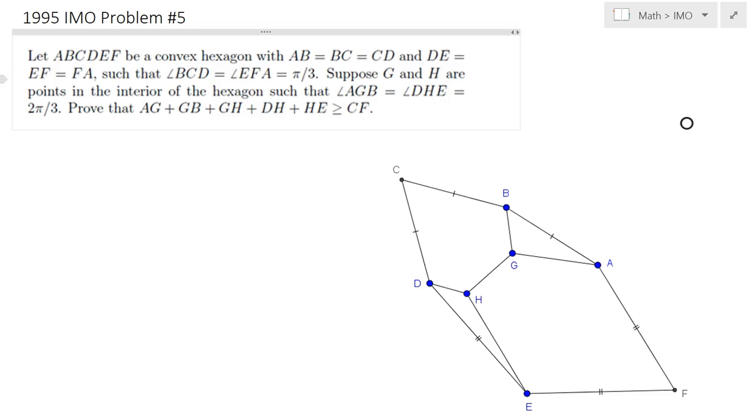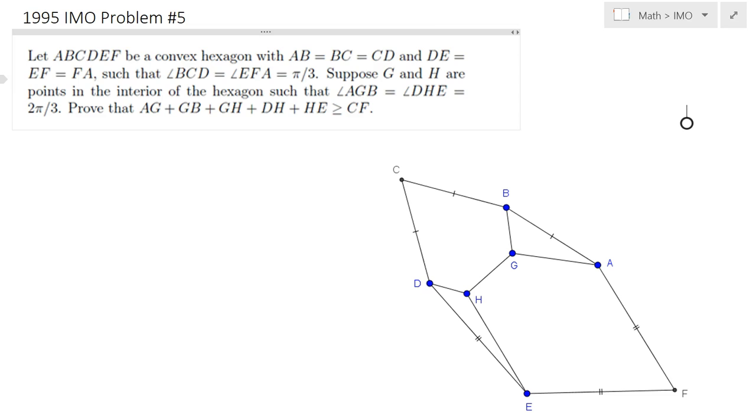Hello everybody, in this lecture we will be solving 1995 IMO problem number 5. Here is a view of this problem. Let ABCDEF be a convex hexagon with AB equals BC equals CD and DE equals EF equals FA.